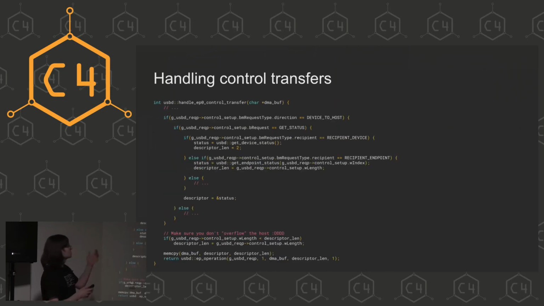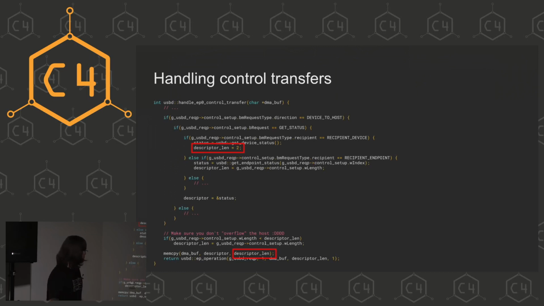It looks at, oh, is this a device to host transfer? Does the host want to read something? If so, what kind of request is this? Is this a status request? If we want to get the status of the device, we just call this get device status function, put this into this variable here. Per USB spec, this descriptor is 2 bytes long. And then it sets this descriptor variable, which is a pointer to the location of the status.